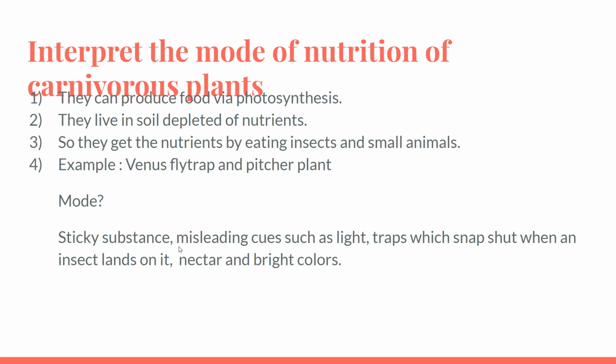So what can be the mode of taking out nutrients from animals, such as insects and small insects? For that, they can use a sticky substance so that the insect sticks on that, or they can use misleading cues such as light. They can use traps which snap shut when an insect lands on it, or they can use nectar or bright colors in order to attract the insect, and then they can easily digest them and take out the nutrients. So that's all.